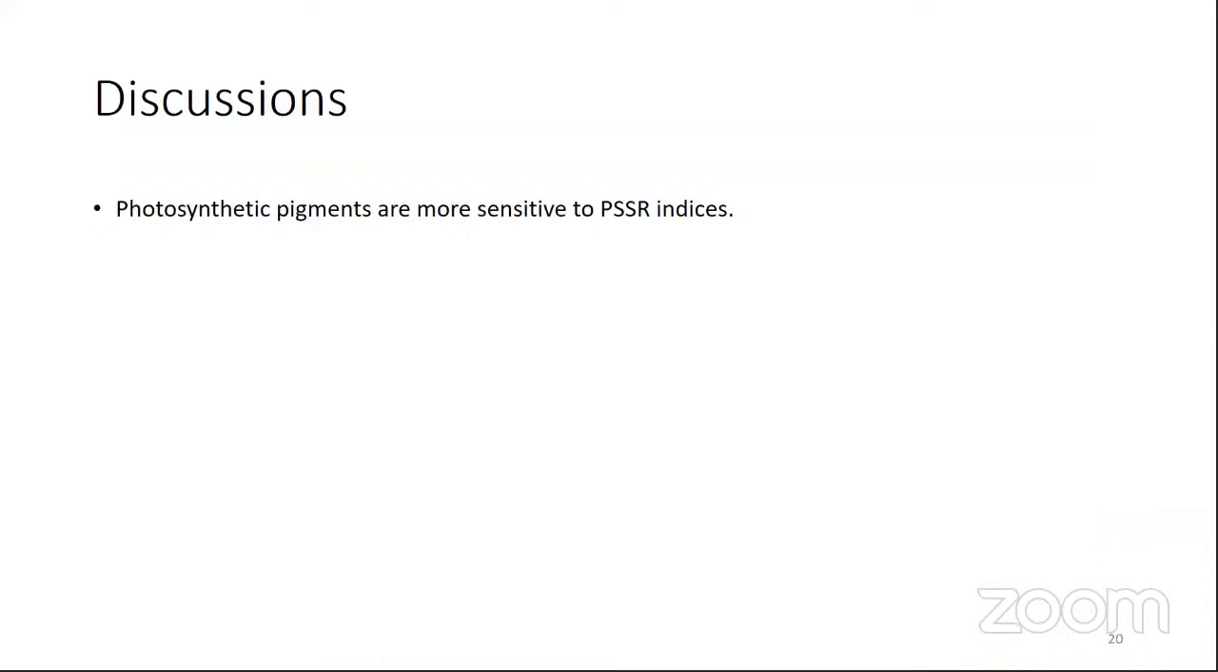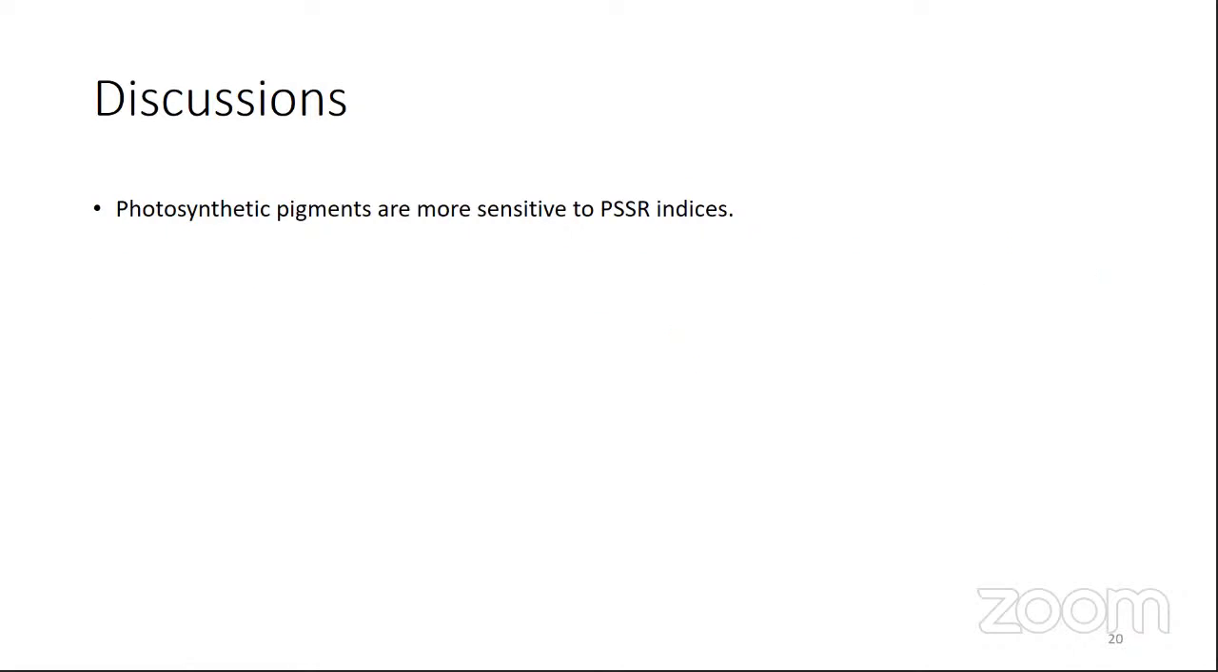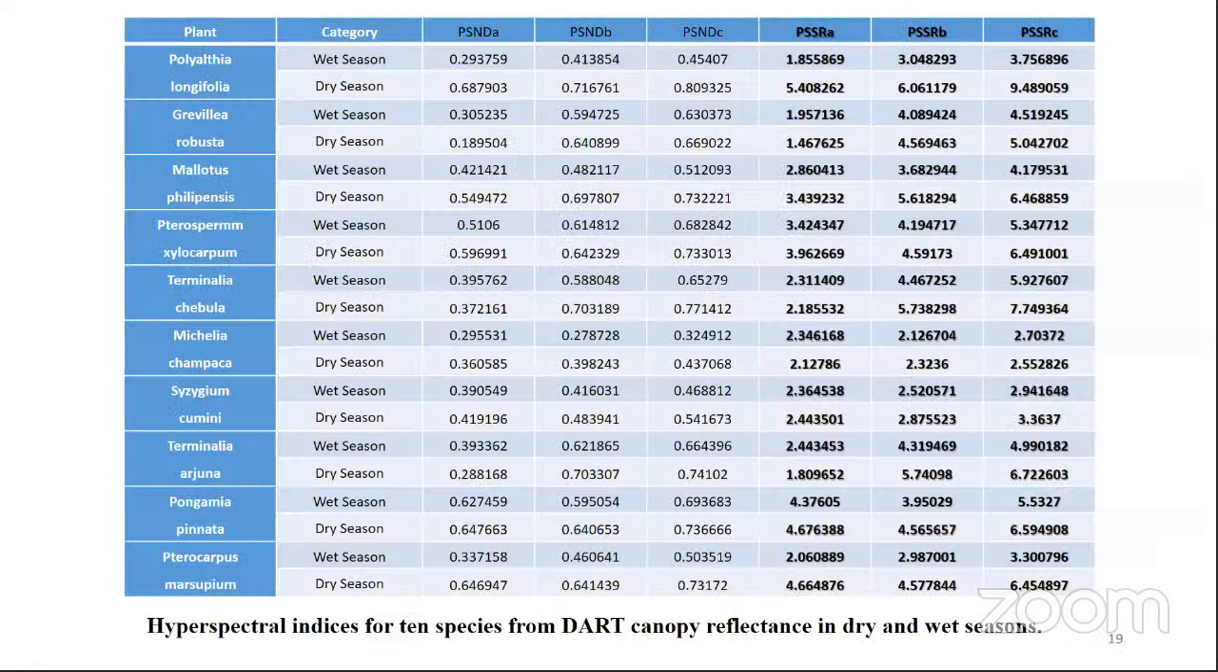So coming to discussions, as we saw in the table previously, photosynthetic pigments are more sensitive to PSSR indices. And here, you can see that champaca and cumini have chlorophyll A, chlorophyll B, and carotenoid in almost the same proportion. Longifolia has high chlorophyll content, and champaca and Syzygium cumini have less chlorophyll, as you can see in this table based on the indices. So we are considering PSSR.